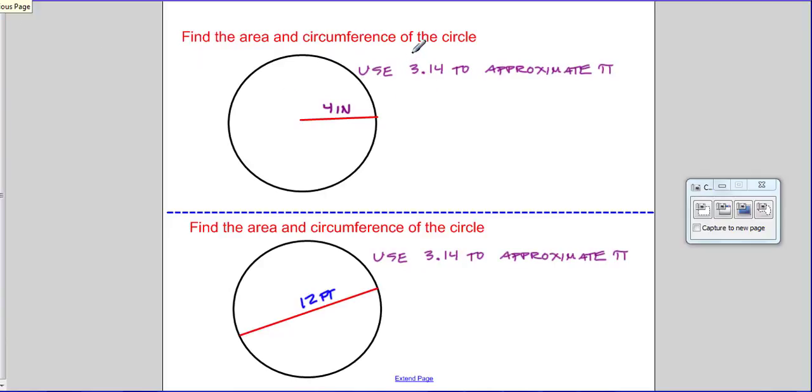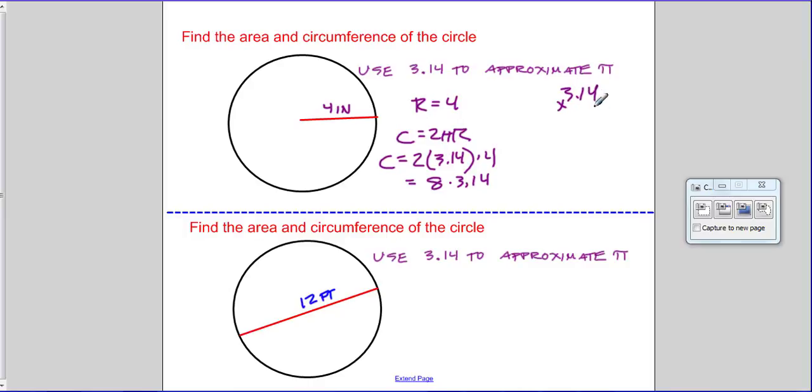Okay, so now let's find the area and circumference of a couple circles. In the first one here, I have a radius. My r is equal to 4. Remember that c is 2 pi r. So c is 2, and I'm going to use 3.14 to approximate pi, times 4. Well, 2 times 4 is 8, and 8 times 3.14 will give me my circumference. So 3.14 times 8 is going to be, moving the decimal point 2 places, 25.12 inches.